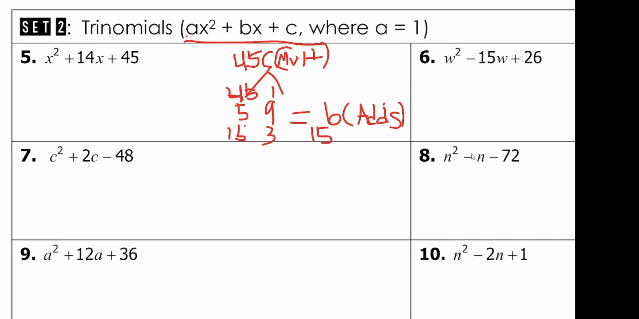But which one of these pairs of numbers would add up? And I wrote the wrong number. It's not 15. That's why I was wondering, I was like, that's not going to work. The B was 14, it wasn't 15. So which one of these would add up to 14? Well, it would be this pair. So when we write our answer, since those are both positive factors, it would be x plus 5, x plus 9.